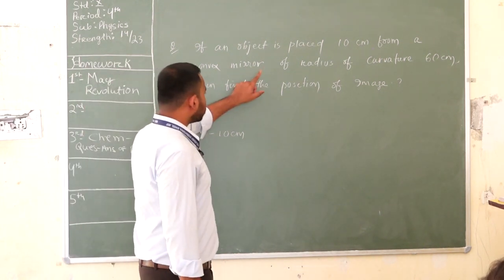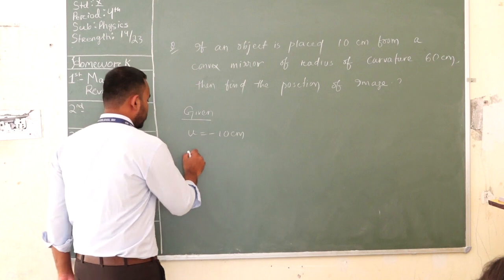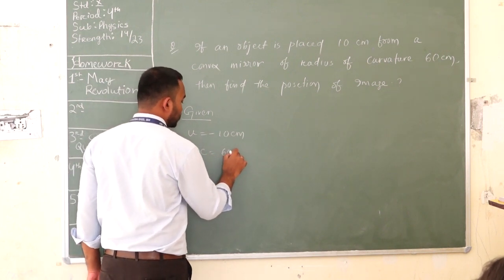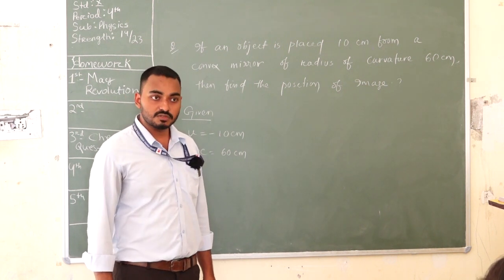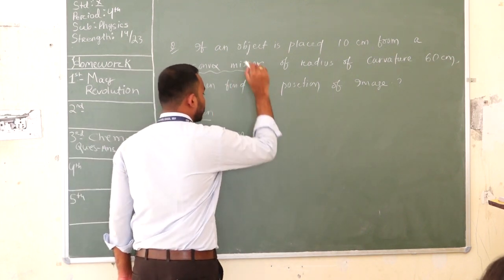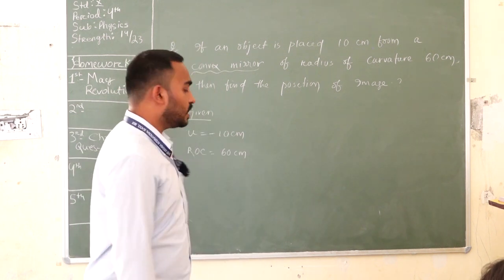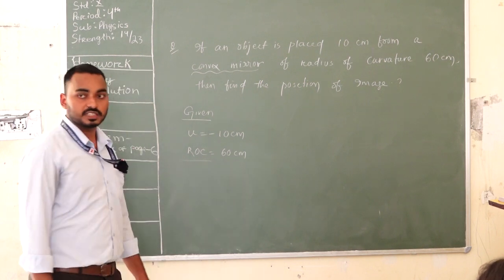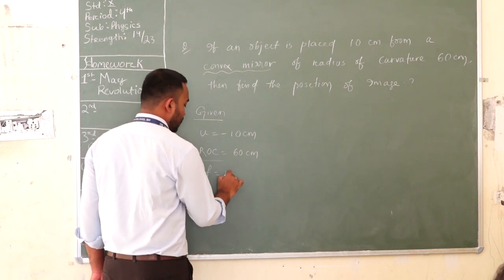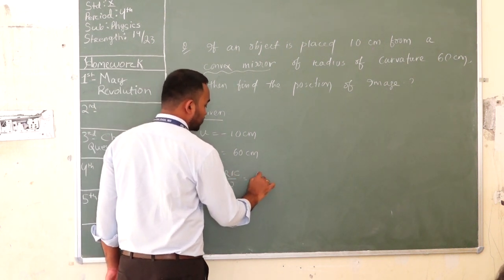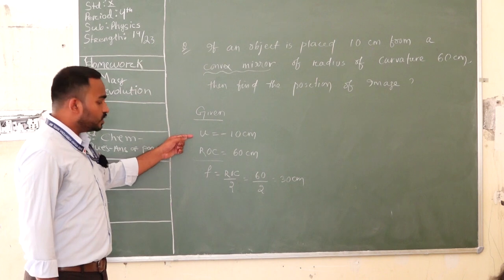Now what is again given? From a convex mirror of radius of curvature 60 centimeter. That means ROC is given. It is how much? 60 centimeter. Is it only 60 or minus 60? Only 60. Why? Because it is a convex mirror. If it was a concave mirror, then it becomes minus 60. Now this is ROC, not the focal length. How can we get the value of focal length? F is equals to ROC by 2. That means 60 by 2, that means 30 centimeter.